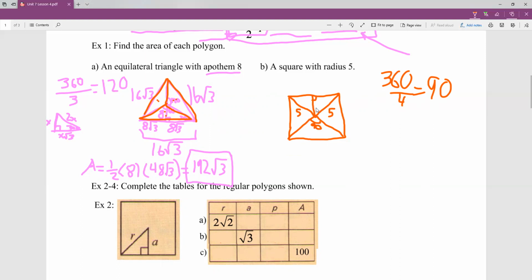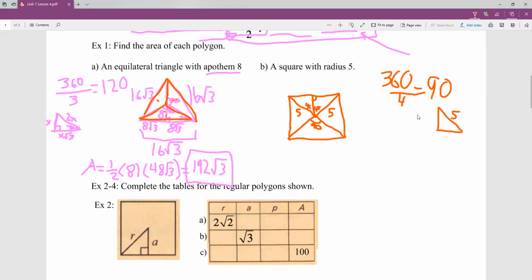Now, what if I cut that in half? What am I going to end up with? Well, I'm going to end up with 2 angles that are 45, which would make a 45, 45, 90 triangle. Sweet. So we can use what we know about 45, 45, 90 triangles to help us figure out the rest of this problem. So in this case, our hypotenuse is 5. The radius here is 5, so it's our hypotenuse. So we've got to figure out these missing sides.